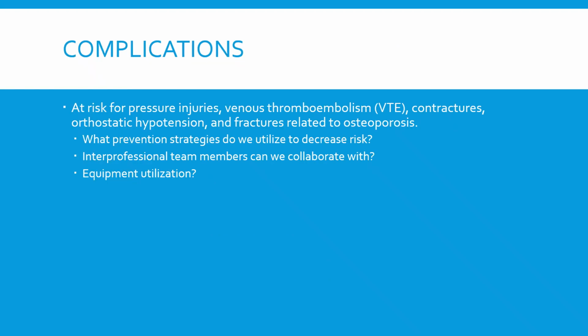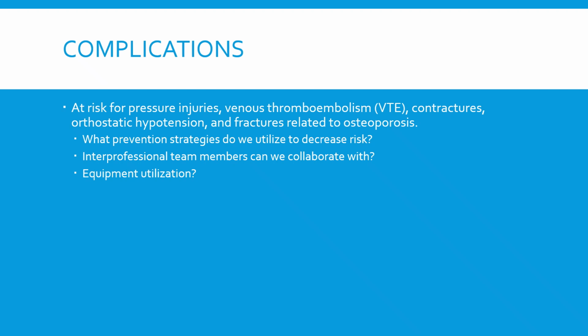So, complications. Patients with spinal cord injury are at risk for pressure injuries, venous thromboembolisms, VTE, contractures, orthostatic hypotension, and fractures related to osteoporosis. So what strategies do we utilize to decrease their risk? Frequent and therapeutic positioning. We want to reposition them every 1 to 2 hours, to reduce pressure on those reddened areas. If they're sitting in a chair, encourage them to reposition more frequently.